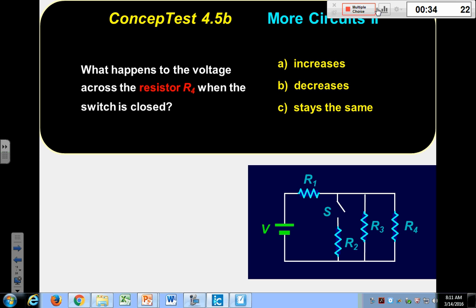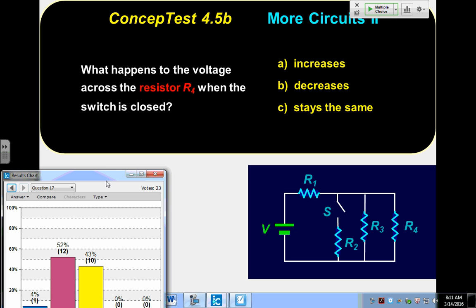Okay, doing pretty well. A good portion of you have the right answer. Okay, it decreases. So the equivalent resistance of this whole thing goes down. The equivalent resistance goes down when I add that resistor. That means the voltage also goes down in a similar way as we had before. So B is the right answer.